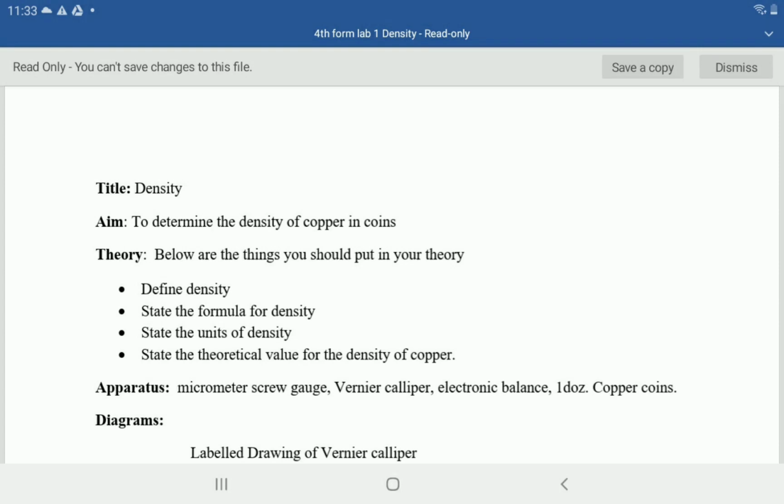So we'll be looking at the density of some copper coins. Our title of the lab is density, and the aim is to determine the density of the copper coin. That is important because that should be answered in your aim. Some of our instruments are the micrometer screw gauge, the vernier caliper, and the electronic balance.